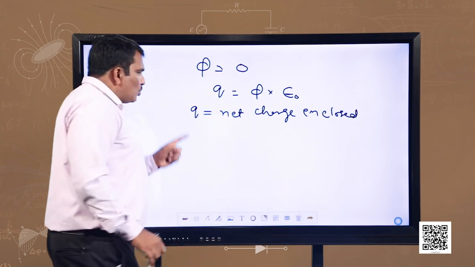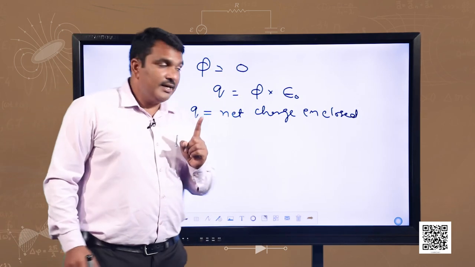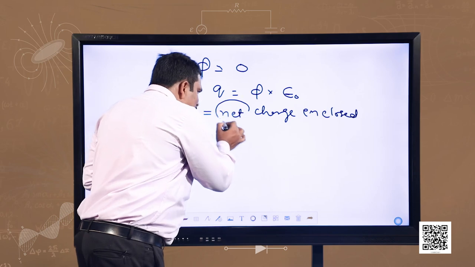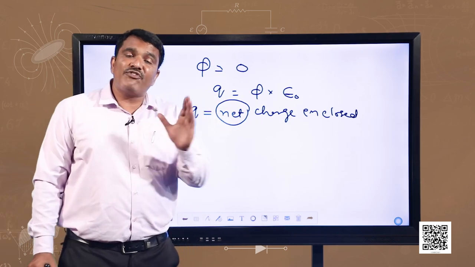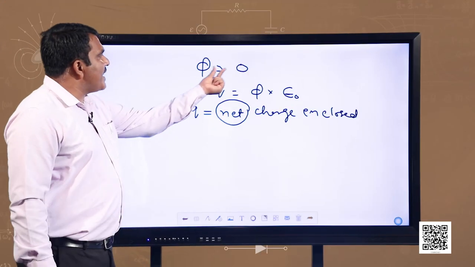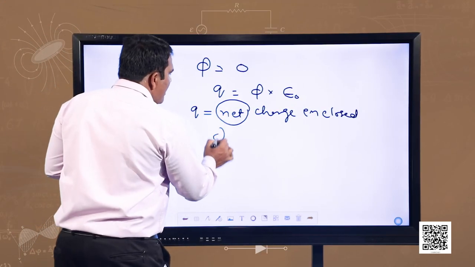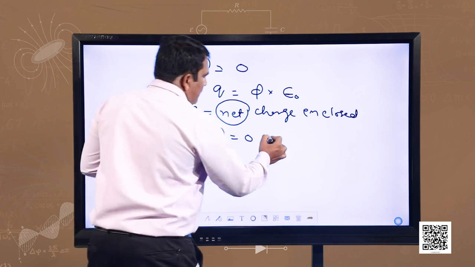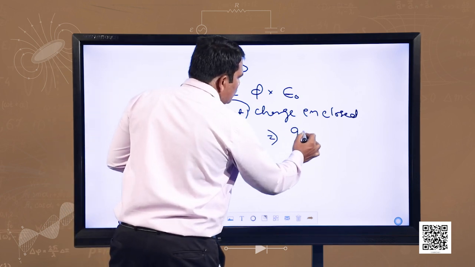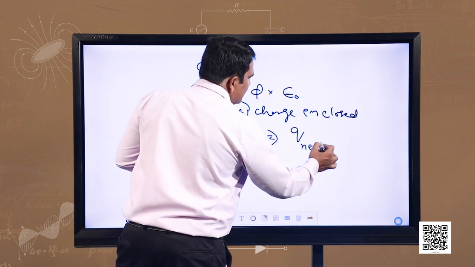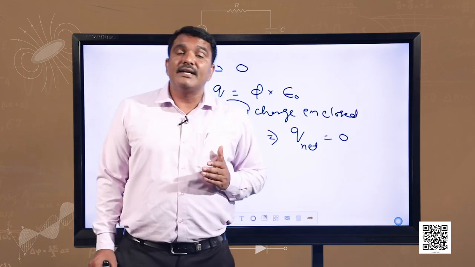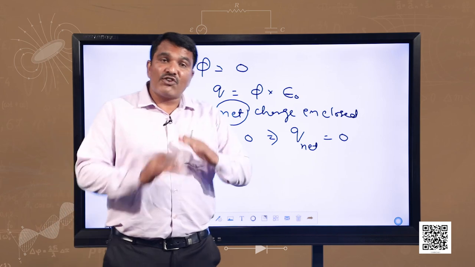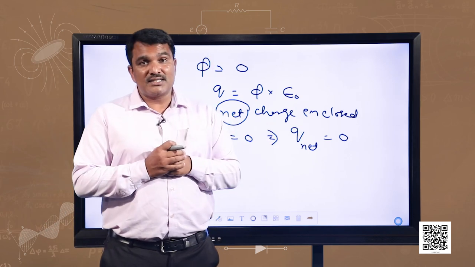Q is the net charge enclosed. Remember that Q is not the charge enclosed. Focus on this word net. It is the net amount of charge enclosed by the surface. That means if phi is 0, it implies the net amount of charge, that is Q net, is 0. But it does not imply that the surface does not contain any charge.